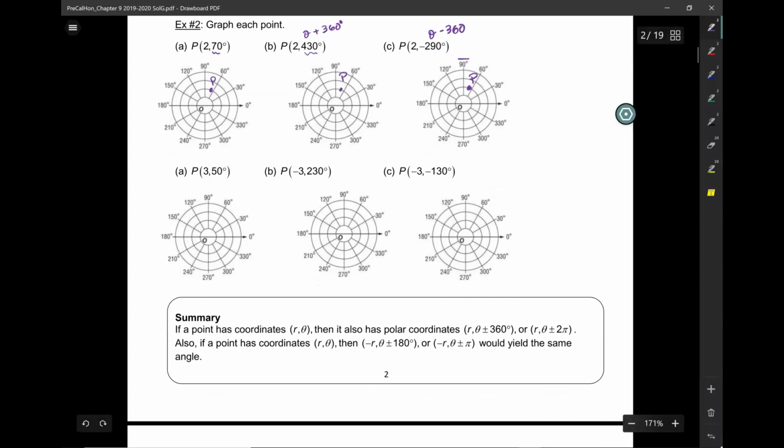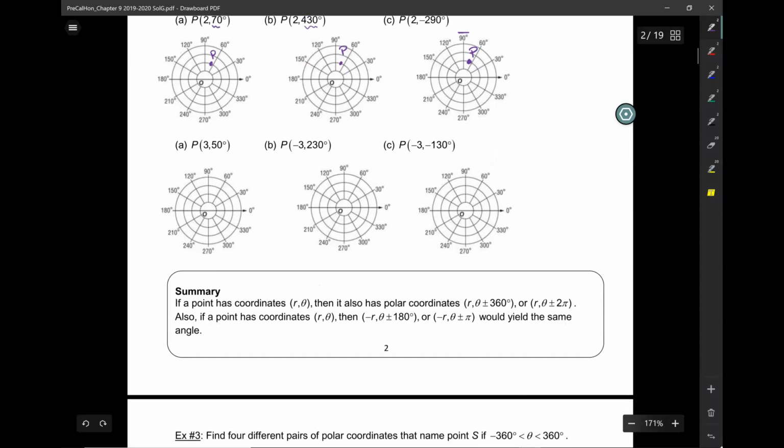Now, let's do another one. These are a little bit more exciting. We're going to do 3, 50 degrees. So 50 degrees is underneath the 60. And then now we're going to go 3 units out. So we're right there. That's P.